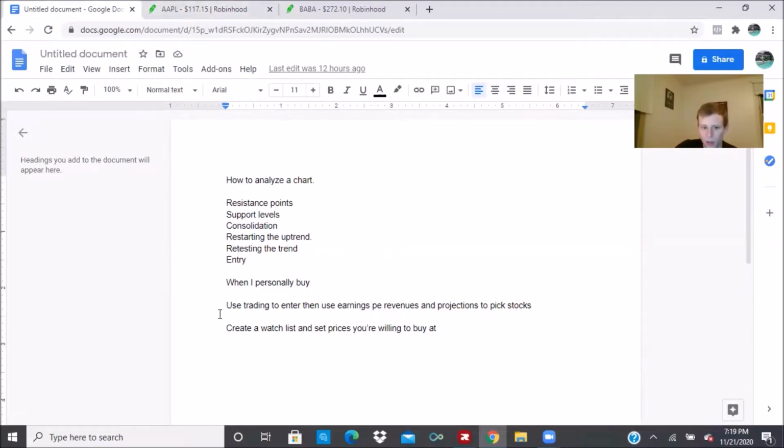All right. So when I trade, I usually use trading to enter my buys, and then I will use earnings, PE ratios, revenues, and projections to pick the stocks that I'm going to enter on. Meaning I have a watch list with stocks that I just believe are going to do very well within the next 5 to 10 years, and those are the only stocks I trade. And I trade 5 to 10% positions on them.